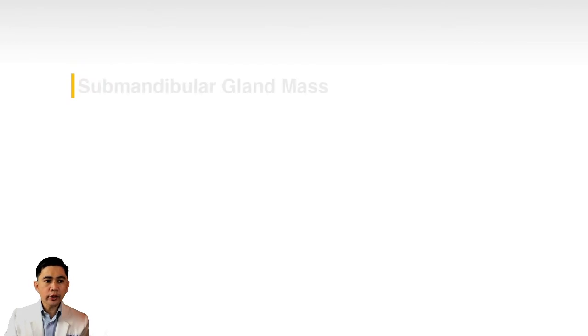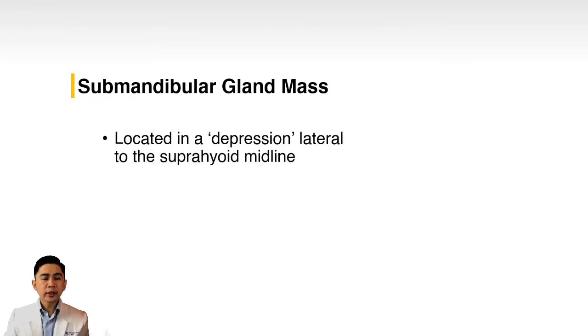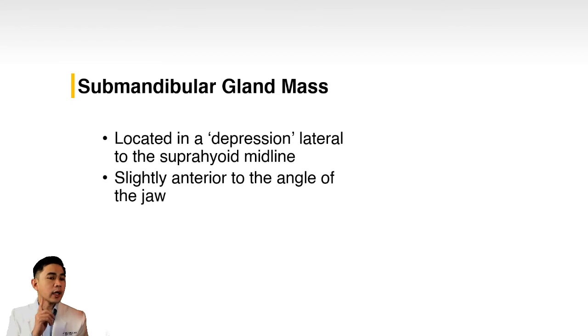Now let's go on to submandibular gland mass. So first, we should locate where the submandibular gland is. The submandibular gland usually is located in a depression lateral to the suprahyoid midline. So if this is the suprahyoid midline, there's a depression when you try to run your fingers going to the side, and just lateral to that depression, it is the submandibular gland. It is slightly anterior to the angle of the jaw. This is the angle. It's over here.